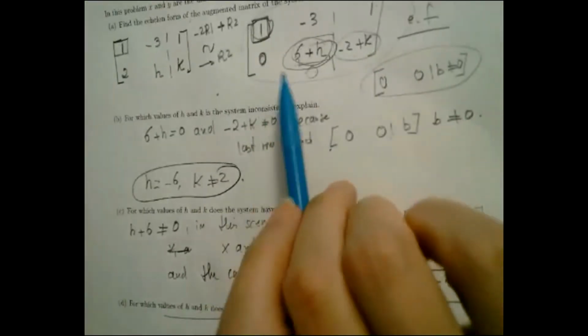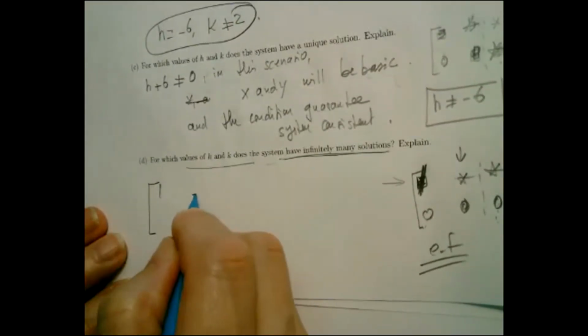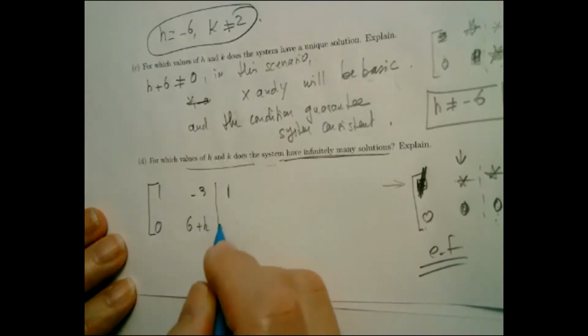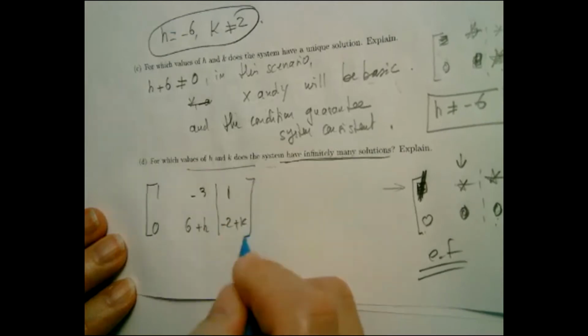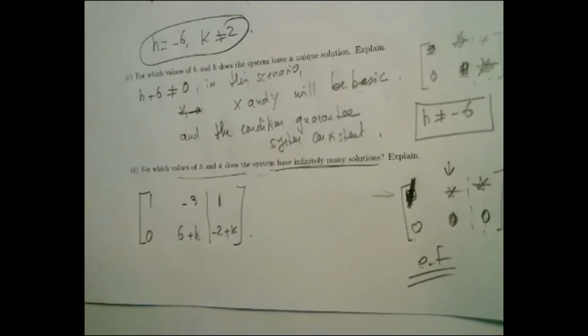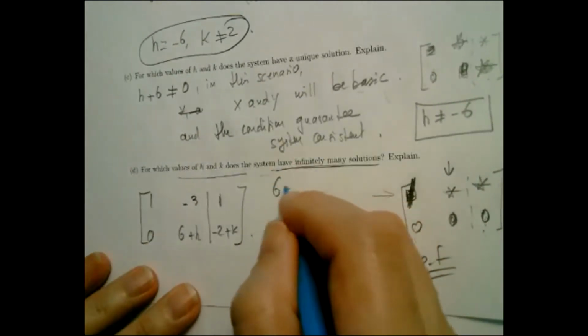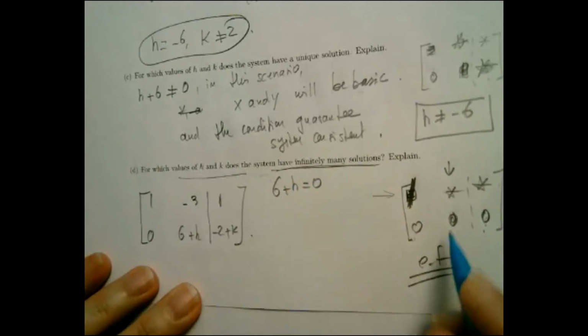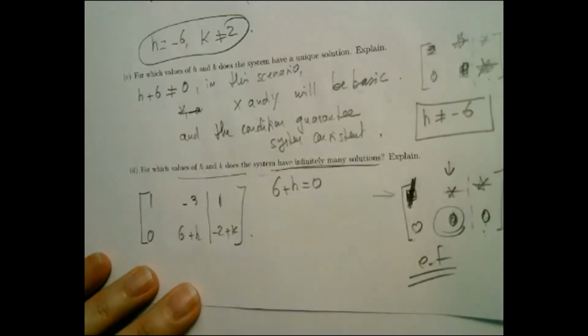And now I go back to my echelon form and I ask myself, under which condition this should occur? So I write my echelon form down here so I don't have to keep the paper up and down. That's a 1, 0, 6 plus h, and minus 2 plus k. So what condition should it be? Quickly. 6 plus h has to be 0. So h has to be -6.